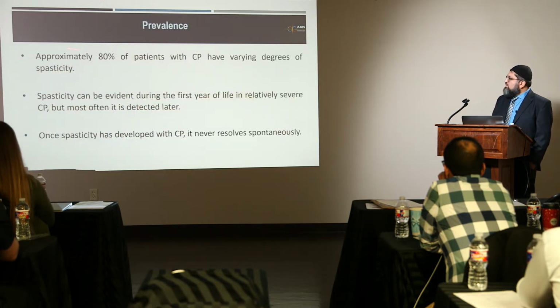So about 80% of the patients with cerebral palsy have a varying degree of spasticity, and spasticity can be evident during the first year of life, and it's relatively severe, and most often it is detected later, after 1 year of life.